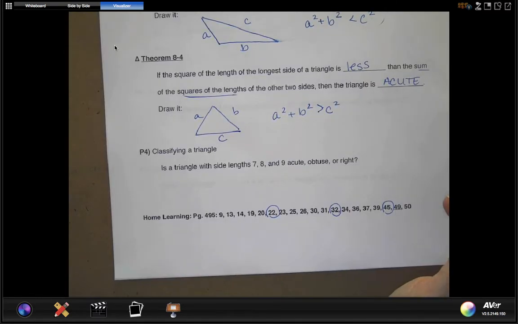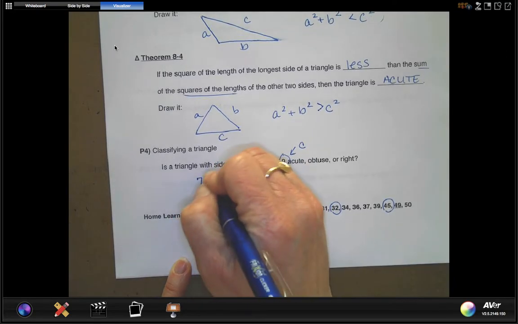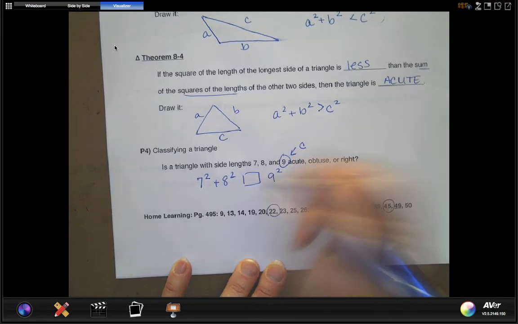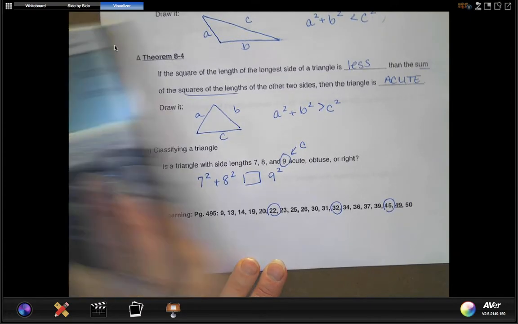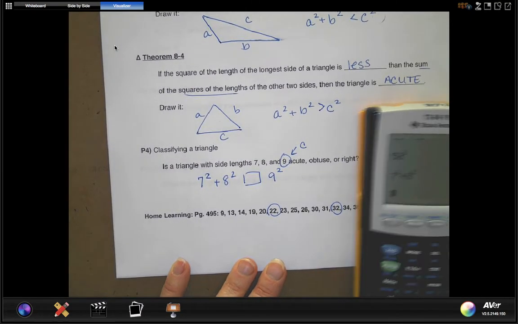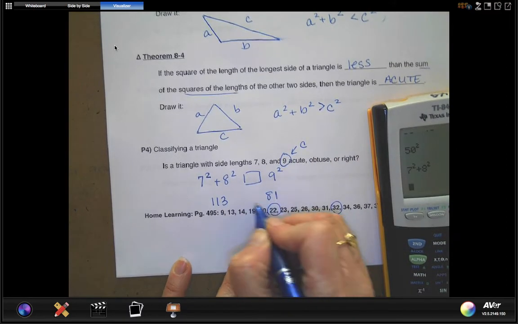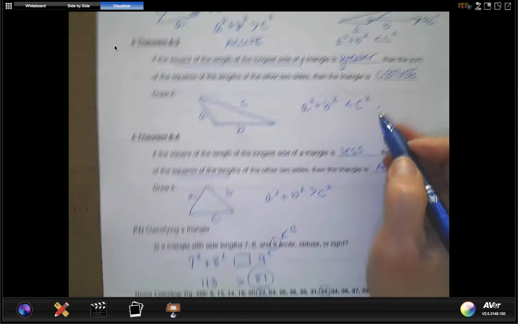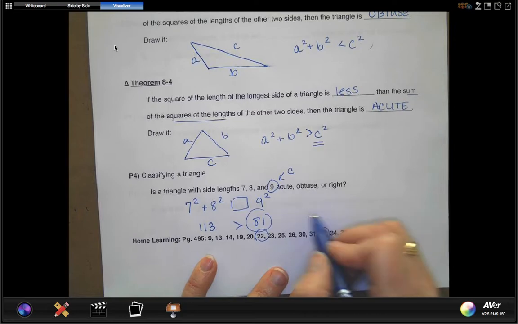Is a triangle with side lengths 7, 8, and 9 acute, obtuse, or right? So again, that's going to be your C. So you're checking to see, so you have 7 squared plus 8 squared. How is that related to 9 squared? So 7 squared plus 8 squared is 113. 9 squared is 81. So then it's greater. So then the C squared side is less than the other two sides. So then this one is acute.